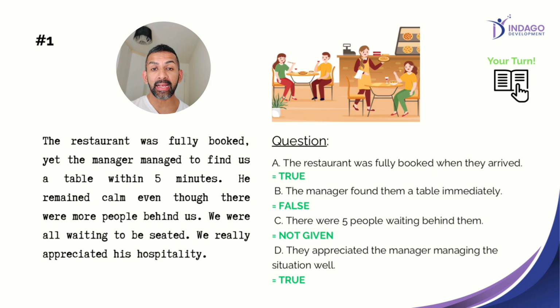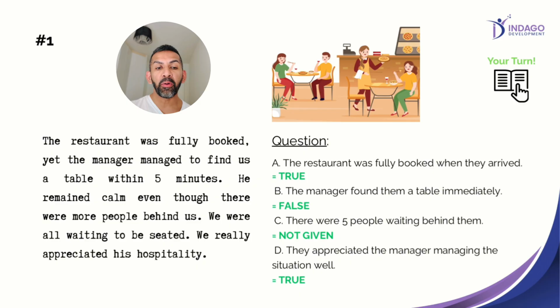That's true, and that's stated right at the beginning. The restaurant was fully booked. Straightforward, true. Second one, B, the manager found them a table immediately. Well, that's false because it says in line 3 that he found a table within 5 minutes. So that isn't immediately. B is false.